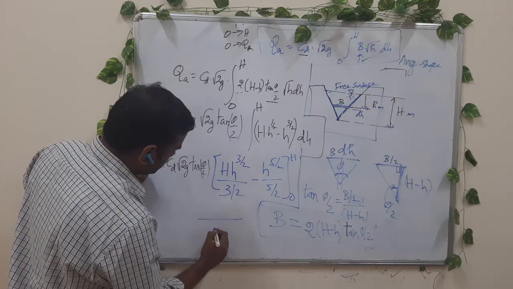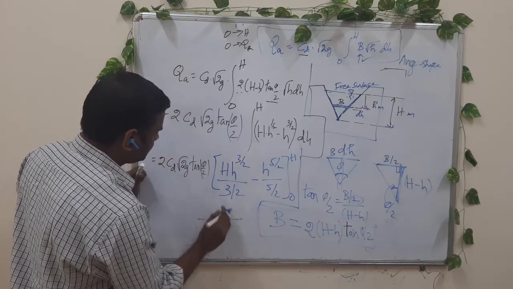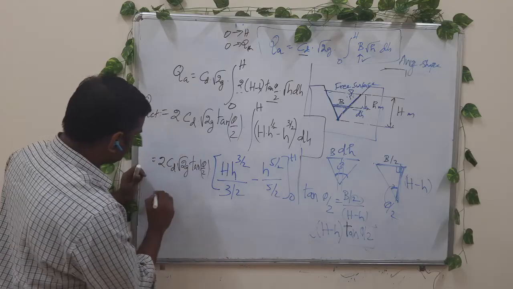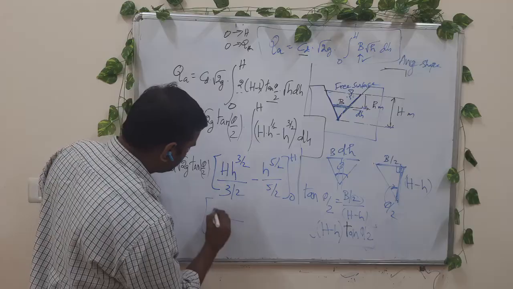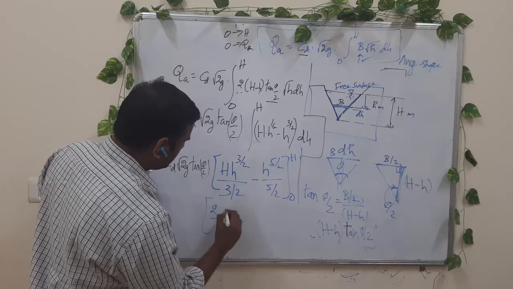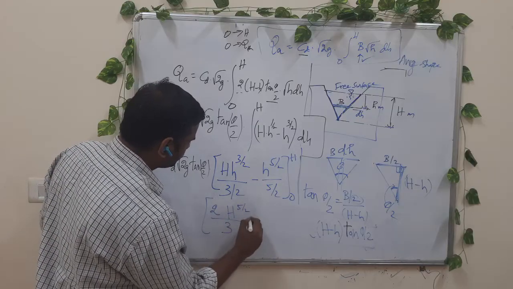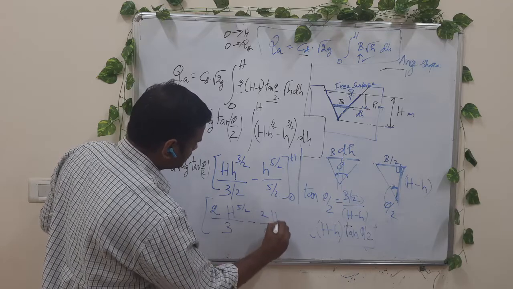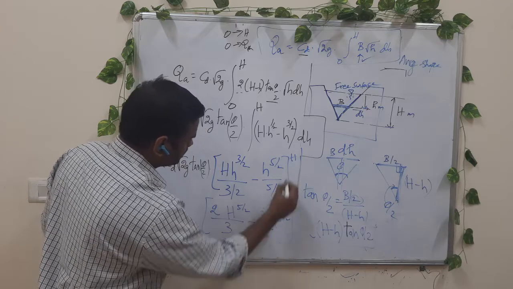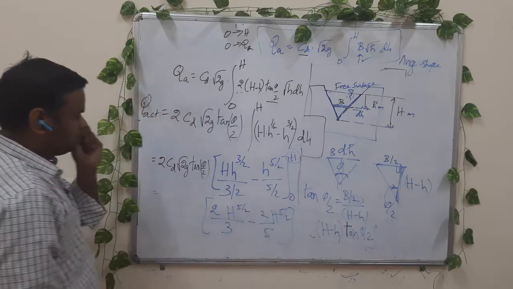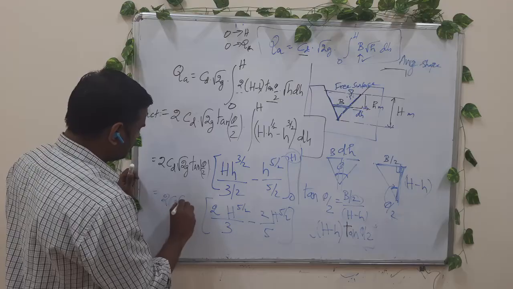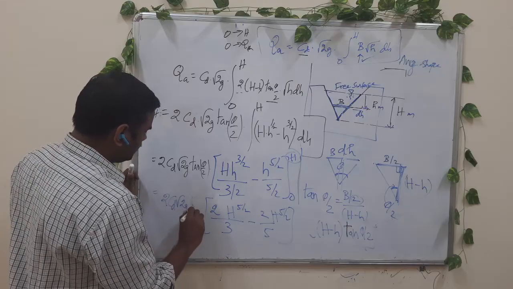We will see. Let me write it this way, just for convenience. I am writing two steps, but if you understood, you can write directly. What we have is 2 by 3 H power 5 by 2 minus 2 by 5 H power 5 by 2, after substituting upper limit and lower limit. Okay, you have all these terms: 2 CD square root of 2g tan theta by 2.